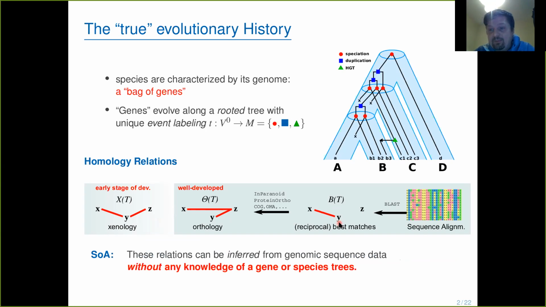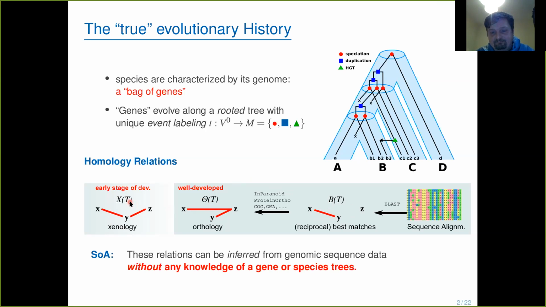So there are many methods that allow us to infer these relations without any knowledge of the gene or the species trees. There are methods that use sequence similarities, sequence alignments like BLAST. They give us essentially what we know as the reciprocal best match relation, or at least an approximation of it. And based on these reciprocal best matches, one can then start to infer the orthology relation or the xenology relation, and so on.